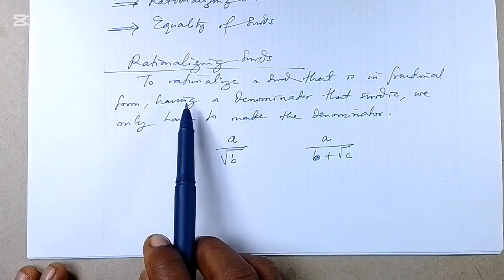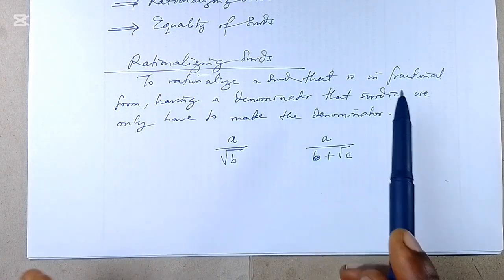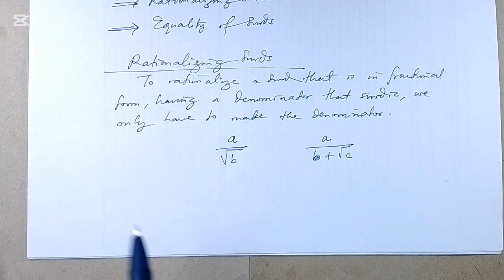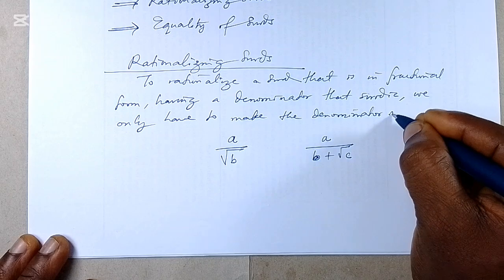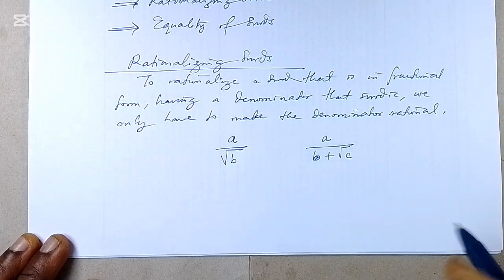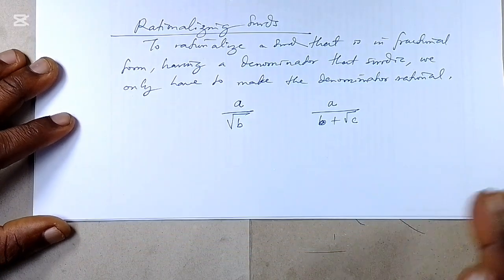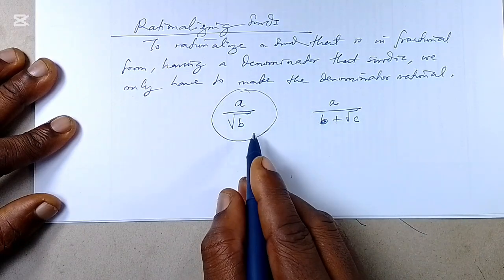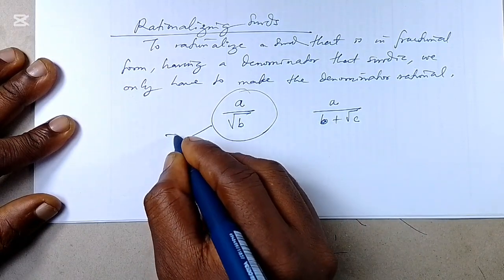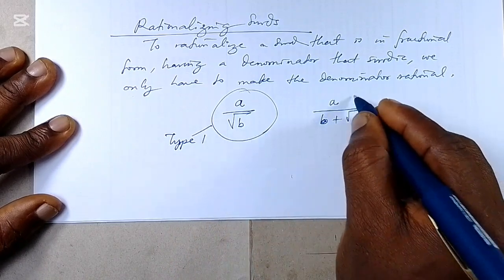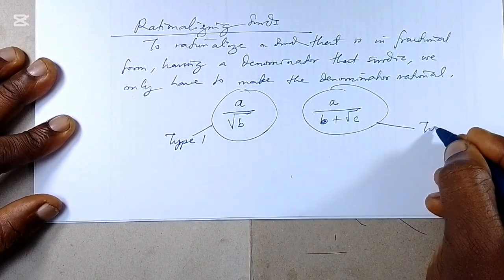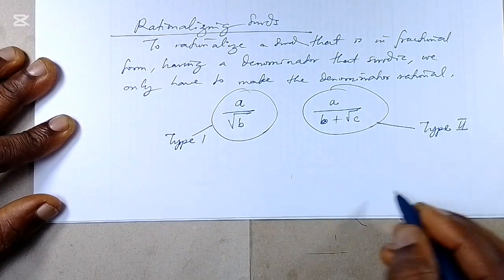To start with, please take note, to rationalize a Surd that is in fractional form having a surdic denominator can be done by making the denominator rational. Good. That being said, let's see how that is done. Let's consider this case of a Surd to be the first type. I'm going to call this type 1, Type 1 Surds that require rationalization. Let's look at this one and call it type 2 Surds that require rationalization.